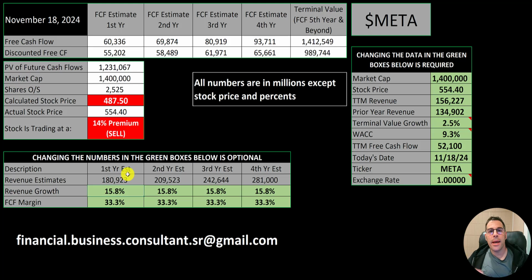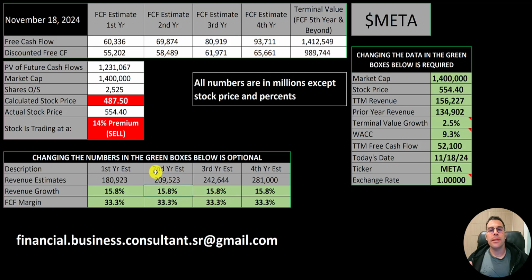That's the first step to calculating future free cash flow. Calculate future revenue. Now we have to convert the revenue into free cash flow. How do we do that? I took the 180 billion and I multiplied it by 33.3%. And that's how I get 60.3 billion. How did I get 33.3%? Just look at the formula. Their free cash flow in the trailing 12 months, 52.1 billion. Revenue, 156.2 billion. They converted 33.3% of their revenue into free cash flow. So I assumed they would do that for the next 4 years.